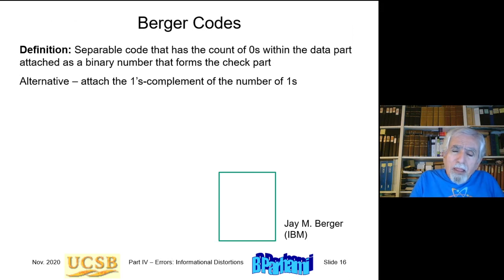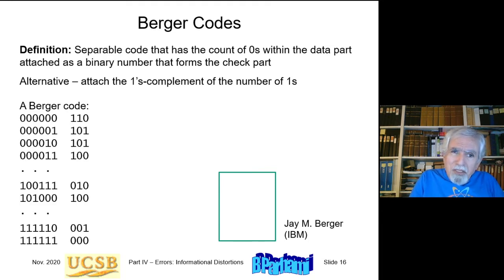Okay. Berger codes were invented by J. Berger, an IBM engineer. I tried to find a photo of him, and to my surprise there was no photo of him on the internet. So I'm going to keep looking and put a photo here, as a way of giving him credit. So J. Berger of IBM defined this code.